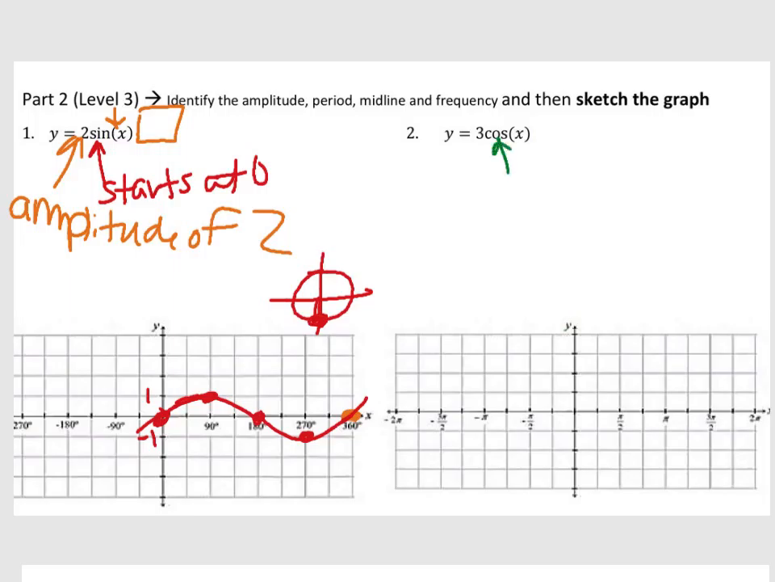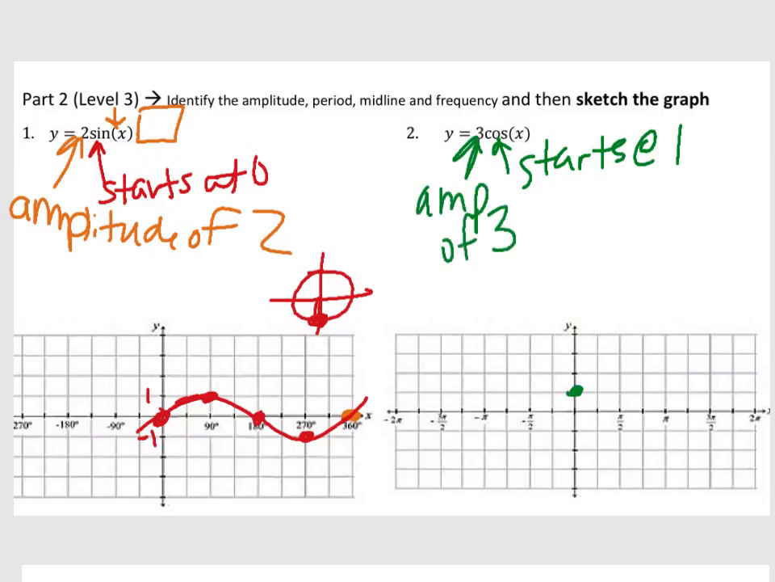Now we have cosine functions, so that starts up at 1, up here. Let's count by ones. But we had an amplitude of 3. So instead of starting at 1, we actually need to start up at 3. 1, 2, 3. And we're going to go from 3 all the way to -3.